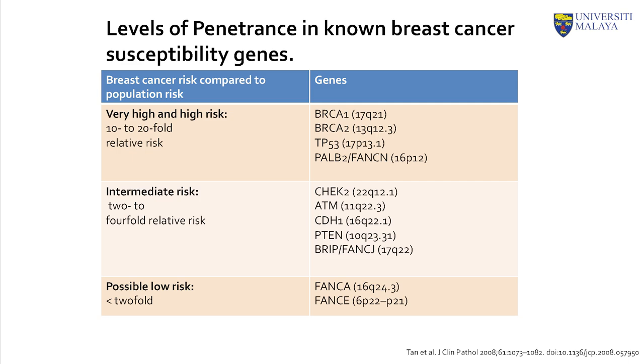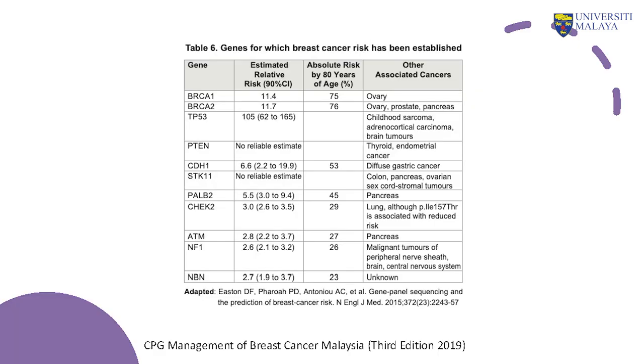Intermediate risk would be CHEK2, ATM, CDH1, PTEN, or the BRIP genes. Possible low risk, or less than 2-fold, would be the FANCA genes. Let's look at the genes in which breast cancer risk has been established. These are the common breast cancer susceptibility genes, and you can see the absolute risk. Some are more than 40%, like BRCA1, 2, TP53, CDH1, and PALB2, categorizing these genes as very high risk.